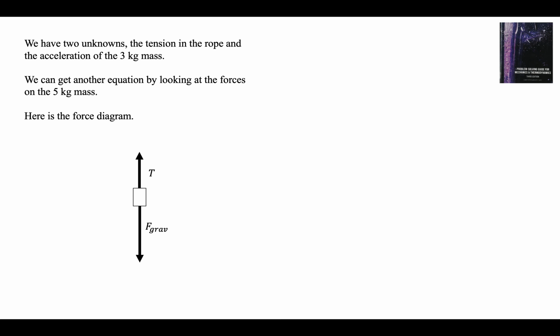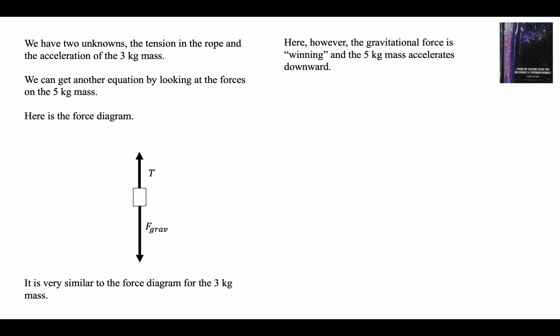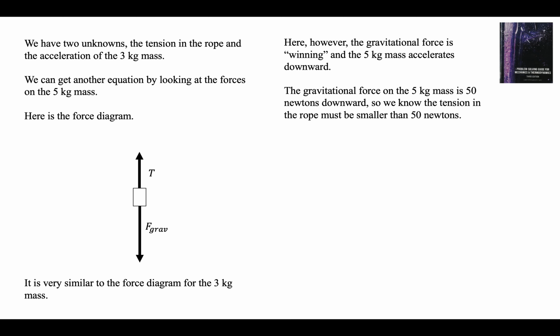Here's the force diagram. Gravity's down, tension's up. It's very similar to the 3 kilogram mass, but in this case, gravity's winning. It's accelerating downward. It's heavier. The gravitational force is 50 newtons downward, so we know the tension must be smaller than 50 because the 50 is winning.